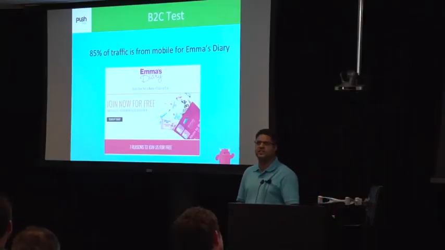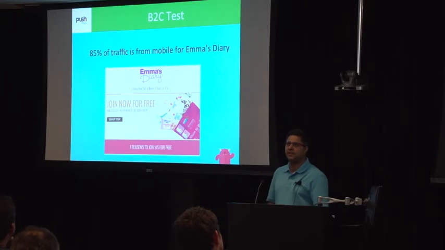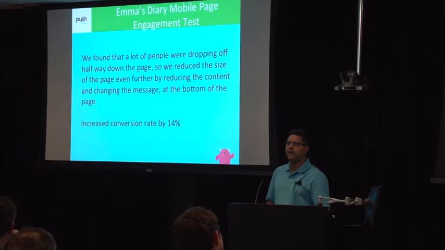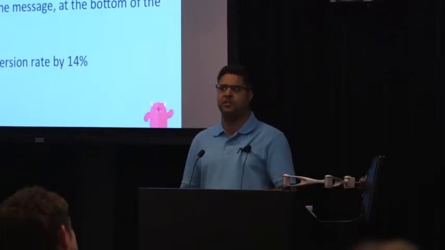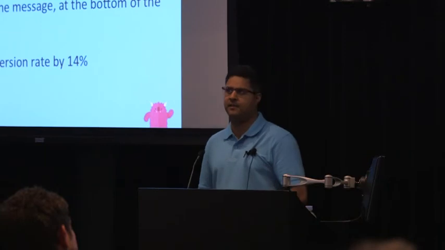This is an example of a test we ran. So about 85% of traffic is mobile on this site here. What we found, a lot of people were dropping off halfway down the page. So what we looked to do was reduce the size of the page even further by reducing the content. And what it managed to do was increase the conversion rate by 14%.